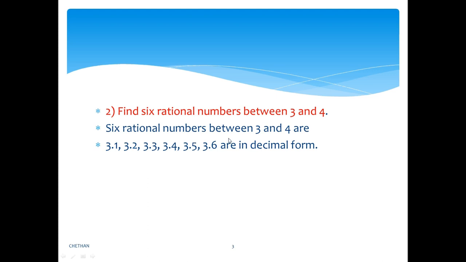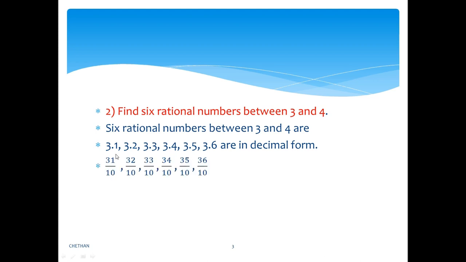This is the easy way. First we write the decimal form. After that we convert the decimal into a fraction. In between 3 and 4 we have 3.1, 3.2, 3.3, 3.4, 3.5, 3.6, 3.7, 3.8, 3.9. After that we will get 4. We need only 6, no? That's why I am writing up to 3.6 here. These are in decimal form. Now I am going to convert this decimal form into fraction form.